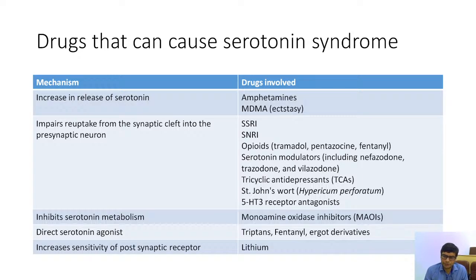Inhibition of metabolism, like happens with MAO inhibitors. Direct agonists, like happens with triptans, fentanyl, and ergot derivatives. Or increased sensitivity of the postsynaptic receptor, which sometimes happens with lithium.